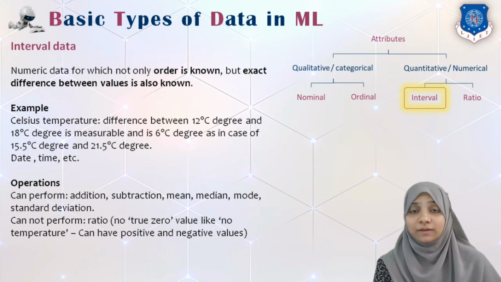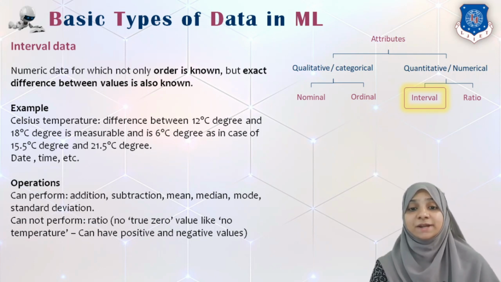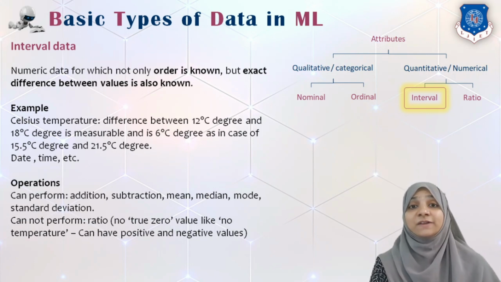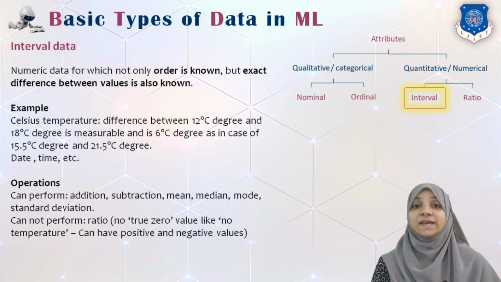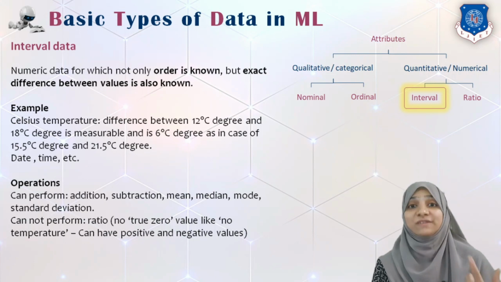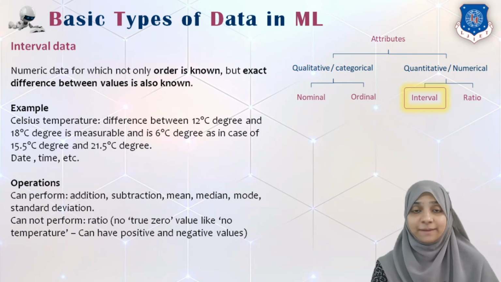Say for example, temperature in Celsius. If I say temperature is 12 degrees and the second temperature is 18 degrees, the difference between these temperatures is 6 degrees. Similarly, the difference between 15.5 degrees centigrade and 21.5 degrees centigrade is also 6 degrees. Similarly, I can find out the difference between any two given dates or any two given times also. So this kind of data whose order can be found as well as the difference between any two values can be found is called interval data.